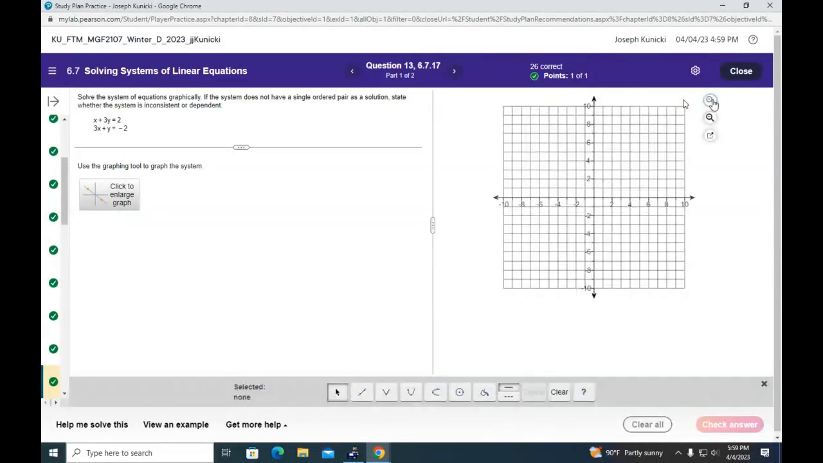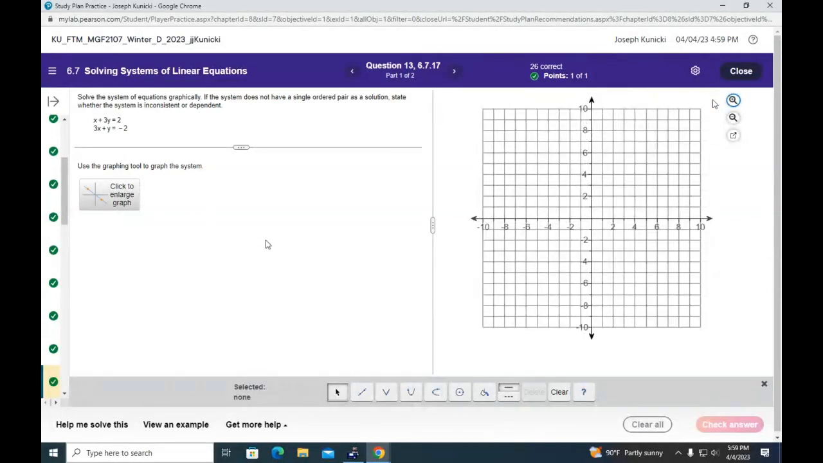17. x plus 3y equals 2, 3x plus y equals -2. All right, so now I have to plot points. See, this one's not set up in the y equals mx plus b form. These are set up in the general or the standard form, right? So what do I do here?